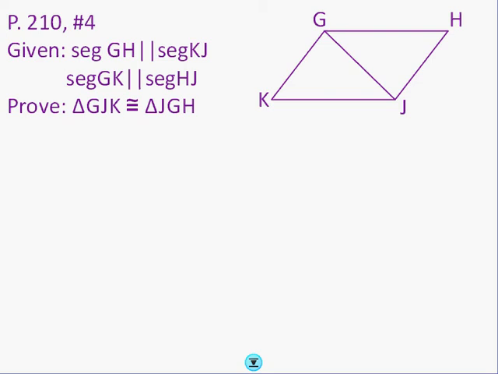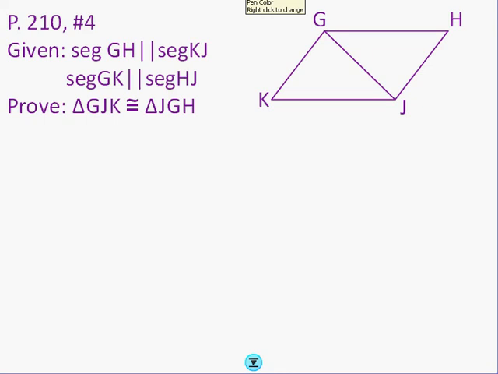These are guided practice problems from lesson 4-5, which introduces the angle side angle congruence postulate and the angle angle side congruence theorem. Okay, as with almost any proof, I want to draw a picture first. I've done that, and I also want to record the given information.